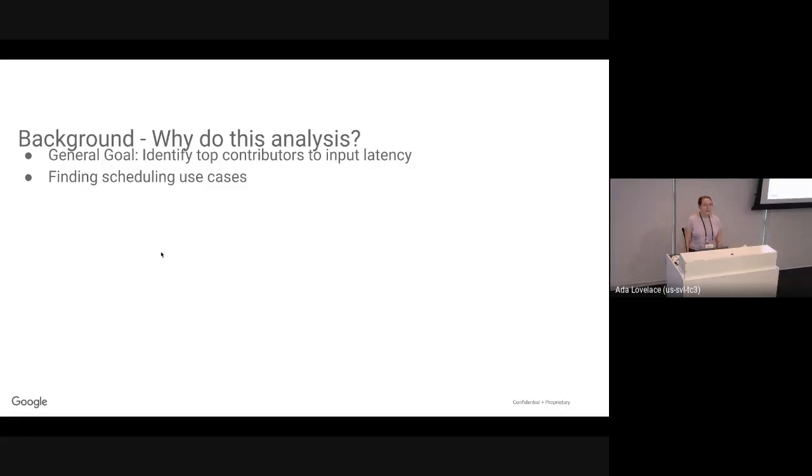All right, well, so why do this analysis? I think it's interesting to start with, but the goal of the analysis was to identify the top contributors to input latency. So once an input event hits the main thread of the renderer, what is contributing to that event not being displayed on the screen fast enough.